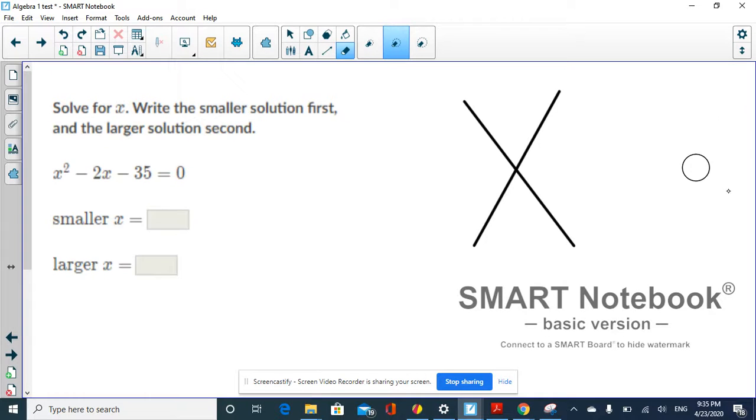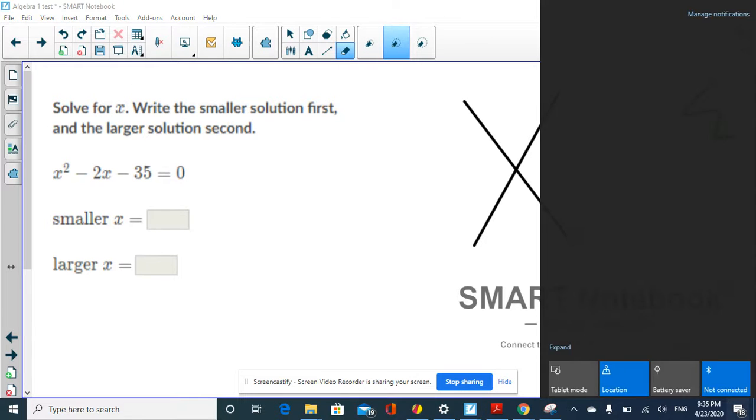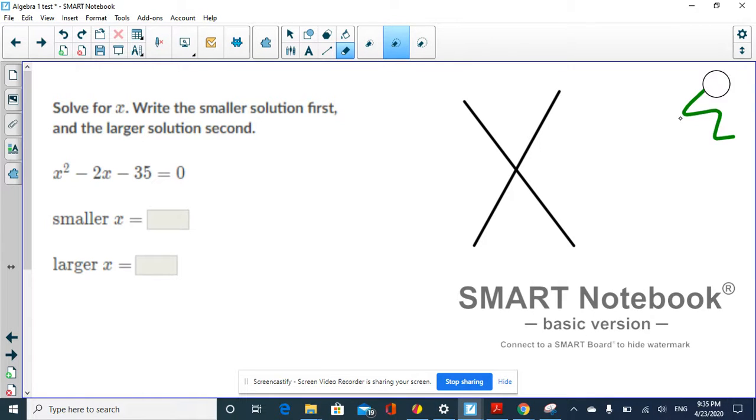Good morning. Today you will have a test. This test will be on Khan Academy. So you have to go to Khan Academy to your active assignments and do your test today. This will be on solving quadratic equations. It's very easy. Let's see some examples.